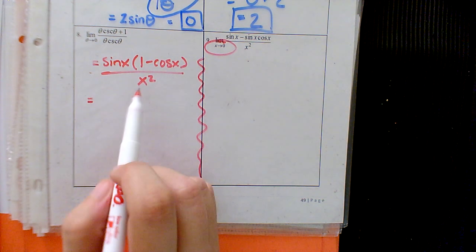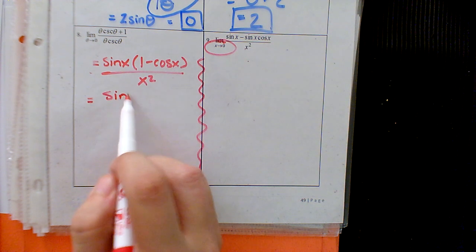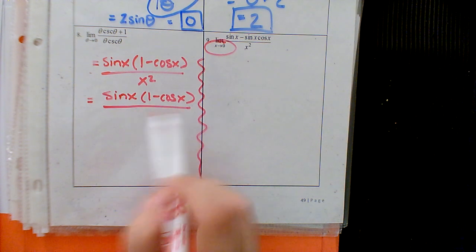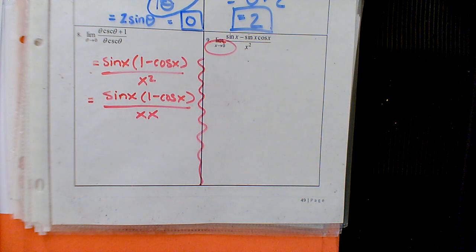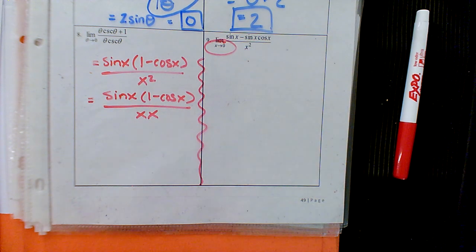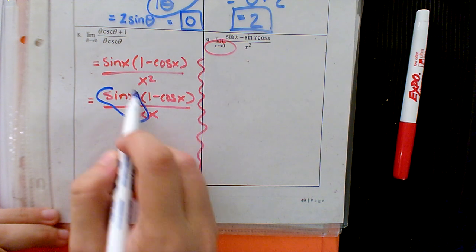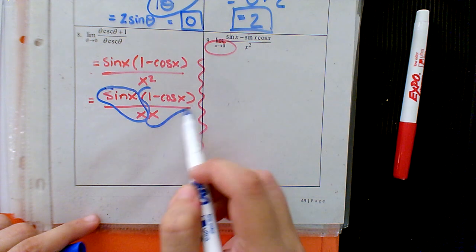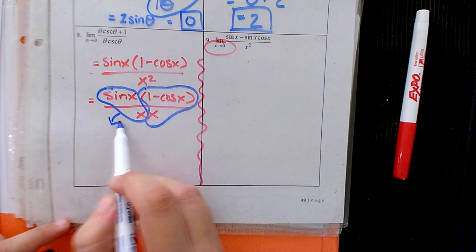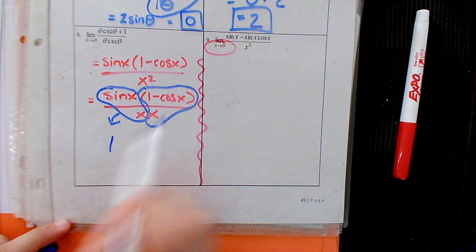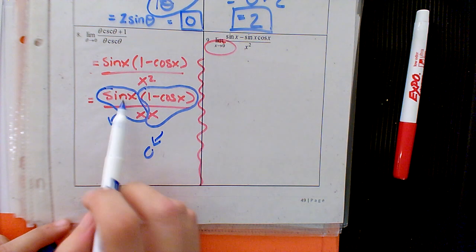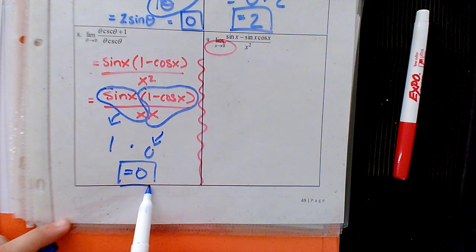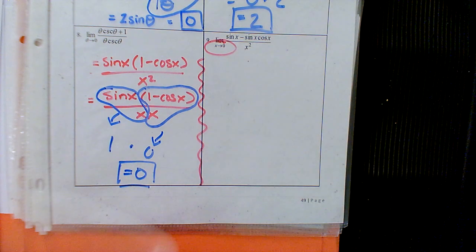Yeah, and then I split it up and did sine x over x times 1 minus cosine x over x. Okay, so this x squared, you could write as x times x. So Griffin saw sine x over x, notice how the coefficients match, and then 1 minus cosine x over x. What's that going towards? 1. What's this going towards? 0. And what were you doing with those two pieces? Multiply. So your answer was 0. I like it.